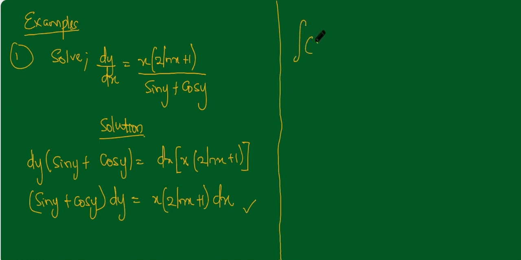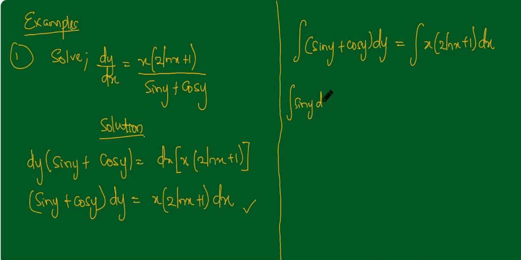We now integrate both sides: the integral of (sin y + cos y) with respect to y equals the integral of x(2 ln x + 1) with respect to x. We can further expand this to give us the integral of sin y dy plus the integral of cos y dy equals the integral of 2x ln x dx plus the integral of x with respect to x. So we can now do this.